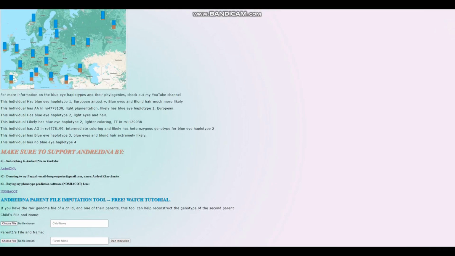I mean, he's got BEH3, he's got BEH2, he's got BEH1. The only blue eye haplotype he lacks is BEH4, and that's a pretty insignificant variation, to be honest. If you have BEH1, BEH2, BEH3, typically you're gonna have blue eyes and blonde hair. Typically that's how it's gonna go. But in his case, that's actually not the case, and we're gonna see his results with NOSHACOT.